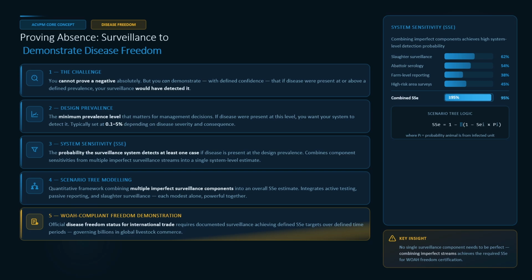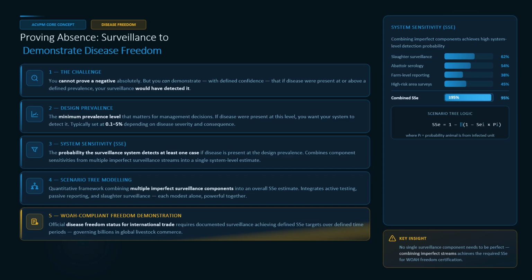Look at the components on this slide. Slaughter surveillance at 62%, abattoir serology at 54%, high-risk area surveys at 45%, and farm-level reporting at 38%. Not one of those on its own would convince anyone a country is free of disease, but scenario tree logic combines them, weighing each by the probability that a sampled animal actually comes from an infected unit. And the combined system sensitivity climbs to 95% or higher. That's the headline insight. No single component has to be perfect.